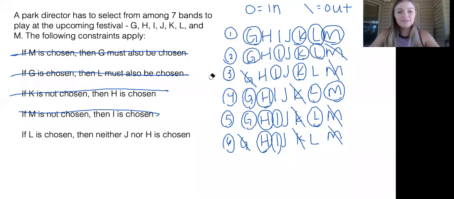Okay. So our last rule says that if L is chosen, then neither J nor H is chosen. Okay, whole new rule, right? So we're gonna go all the way back up to world number 1. If L is chosen, that's when this rule applies. Do we know where L is? We do. We know that L is circled. And so what happens when L is circled? Then that means we can't have H and we can't have J.